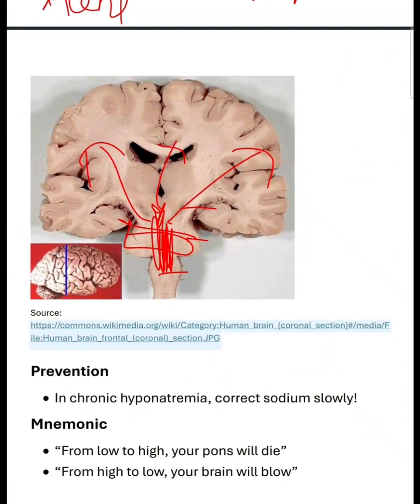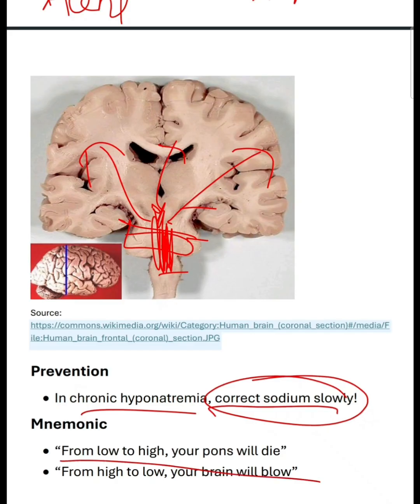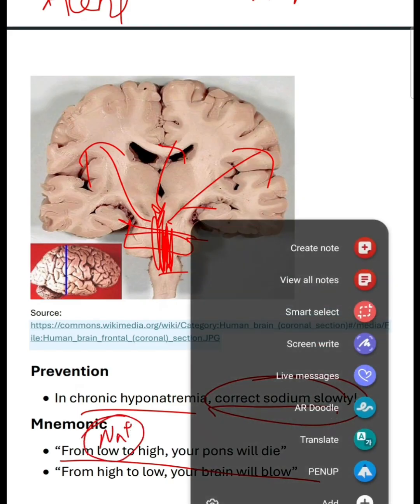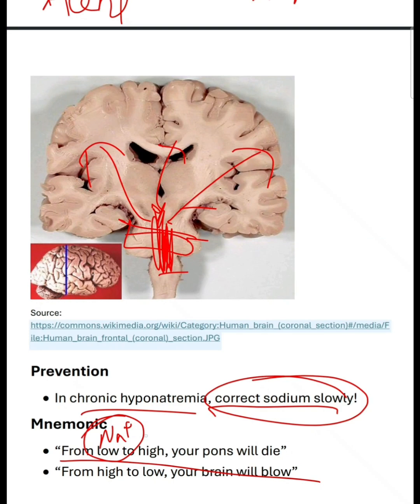And in terms of prevention, you can imagine that you shouldn't correct hyponatremia very rapidly. You should do it very slowly, right? In chronic hyponatremia, the sodium level should be corrected very slowly. That's how you prevent this condition. And there is a nice mnemonic to remember this. From low to high, your pons will die. It means that if the patient comes with low sodium concentration, that is hyponatremia, and you correct it rapidly, then your pons may die. That is this condition, osmotic demyelination syndrome.